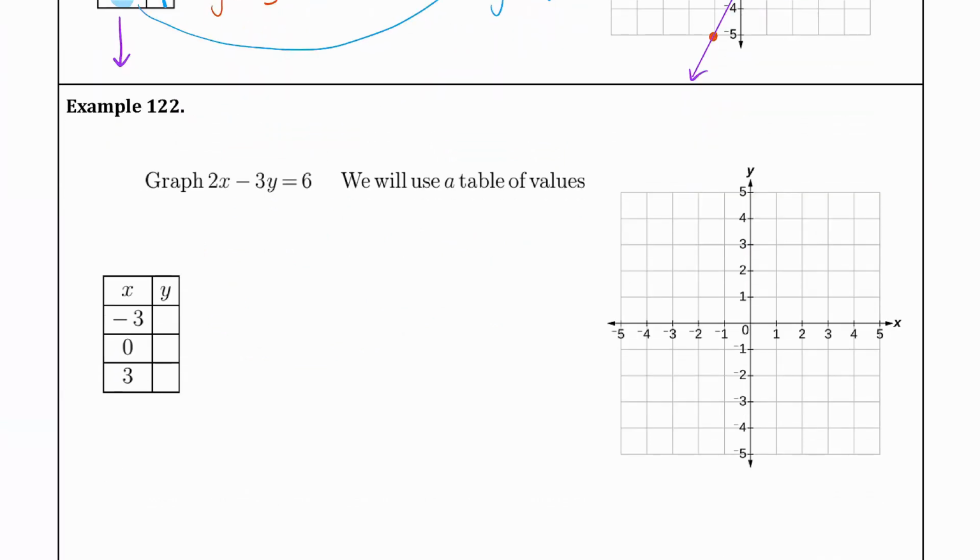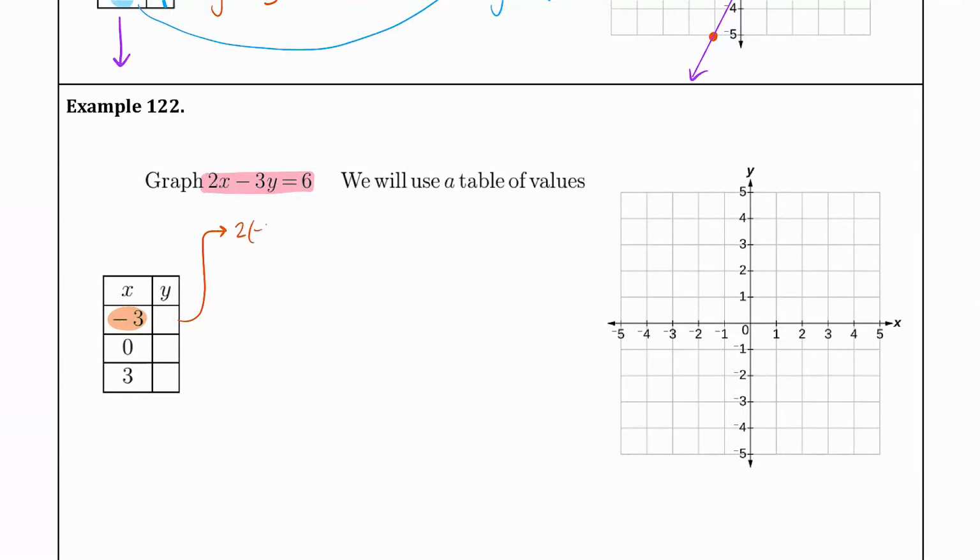Okay, we have another equation here. It looks a little bit different. We have 2x minus 3y equals 6. Our y is not by itself here, but we can still use a table of values to find our y values. So let's do that for each one of these. So if we use our first x value of -3, we're going to come right up here and plug that -3 in for our x.